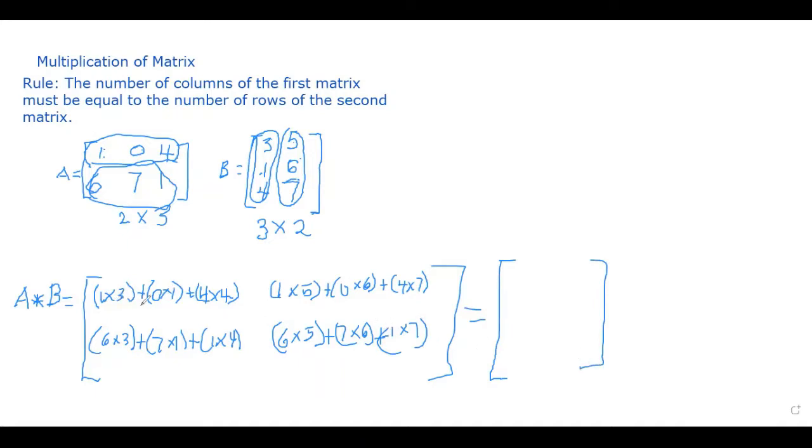So 1 by 3 is 3, plus 0 by 1, 0. 4 by 4 is 16. 16 plus 3 will give you 19 here. Okay, this one, 1 times 5, 5, plus 0 times 6, 0, plus 4 by 7, 28. 28 plus 5 will give us 33, right? Now let's perform this one too. 6 by 3 is 18. Plus 7 by 1, that will give us 25. Plus 4 by 1, that will give us 29.